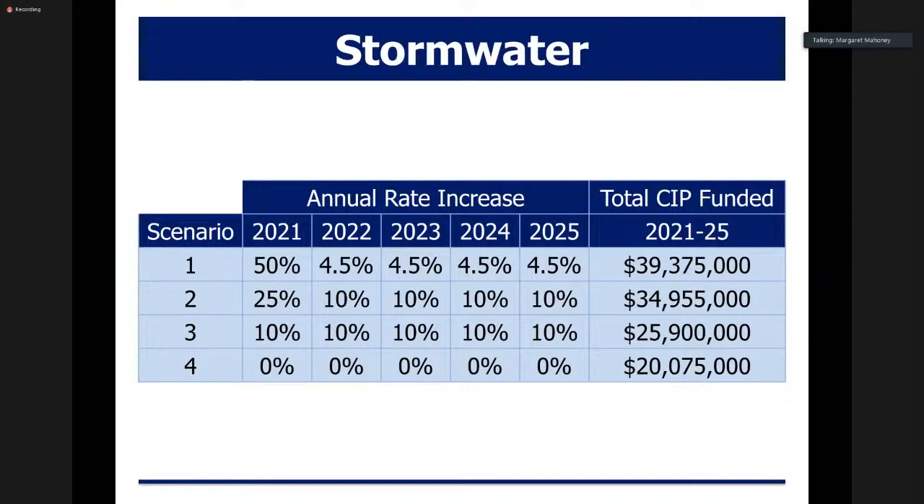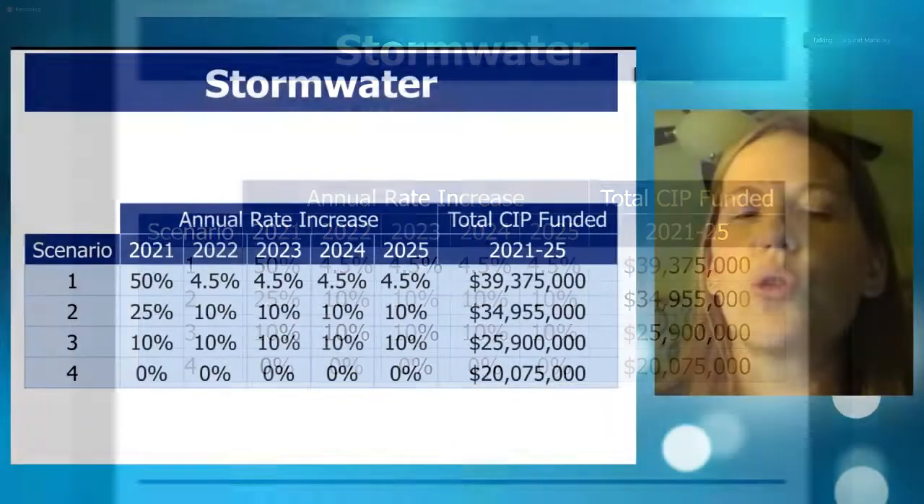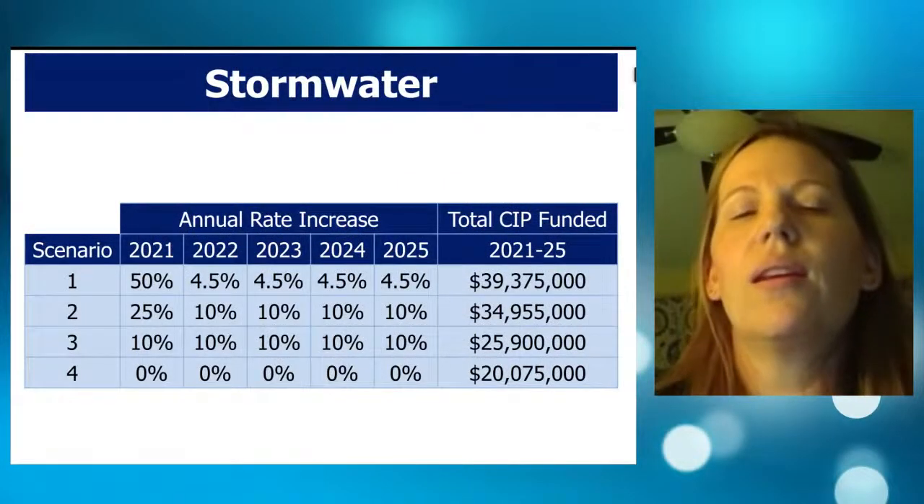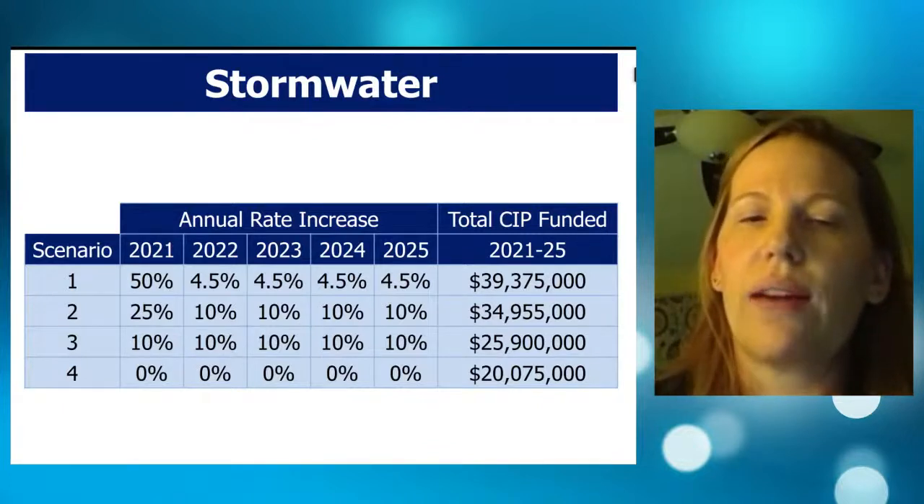So we're going to start with stormwater. Here is a summary of the stormwater scenarios presented. As you can see, the scenario number is there on the left, 1 through 4, and then an annual rate increase for the 5 years of 2021 through 2025. And then on the right is the total amount that is funded for the CIP in each scenario. So again, scenario one is the scenario that fully funds the CIP and adopted budget. In 2021, the stormwater rate increase would be 50%, and then a 4.5% increase annually after that.